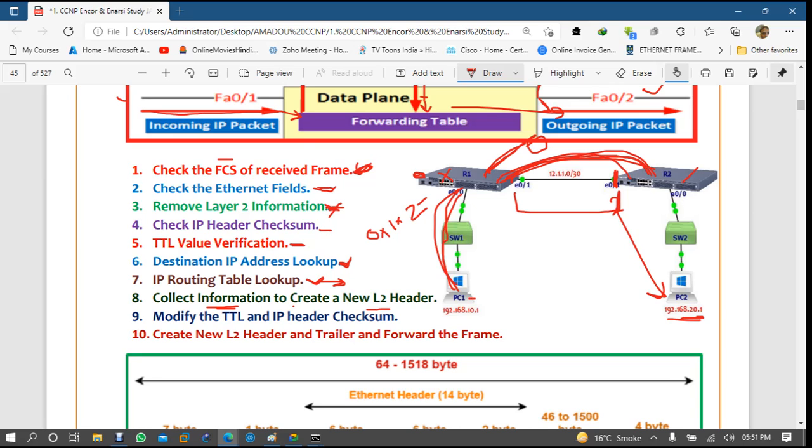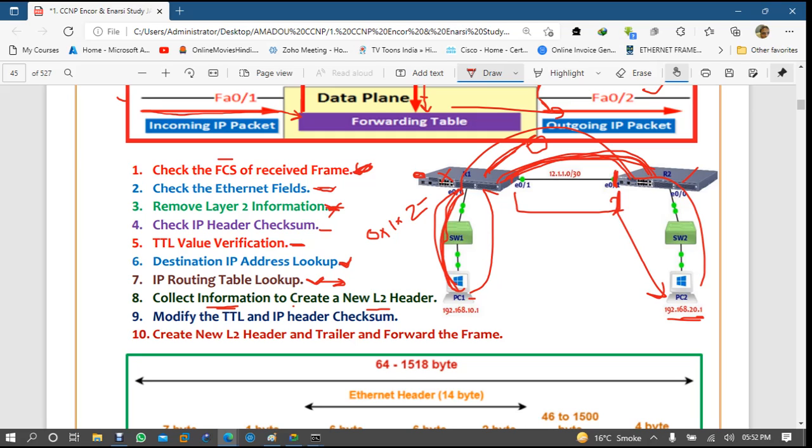Then it will modify the TTL. Why? Because from here to here, as I told you, it was, for example, 45, then 43, then 42, like that. Then it will create a new L2 header and trailer for the forwarding frame, and then forward the frame. Because now, when this packet has reached the router, the computer has generated the packet according to its own technology, like the OSI reference process, and when the router receives the frame, the router will reconstruct the packet and create the packet according to its own information.